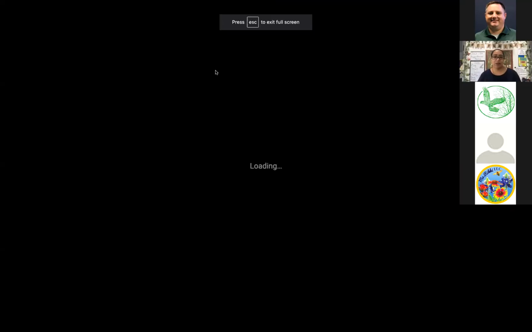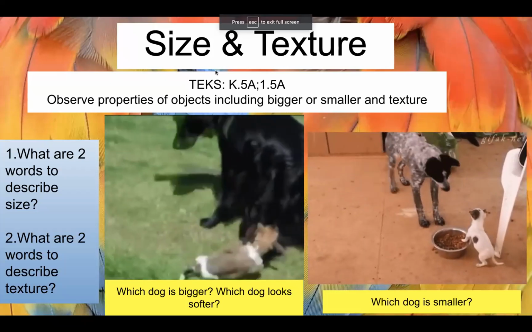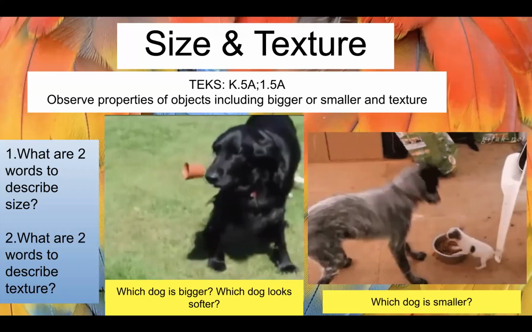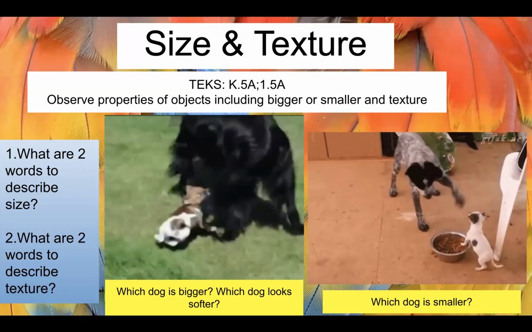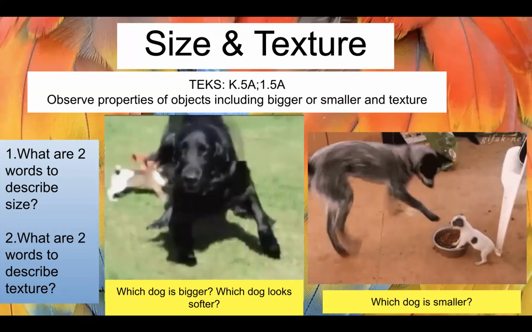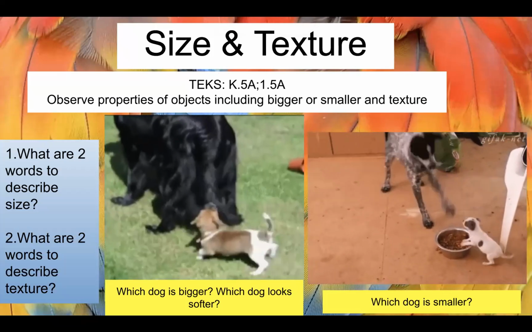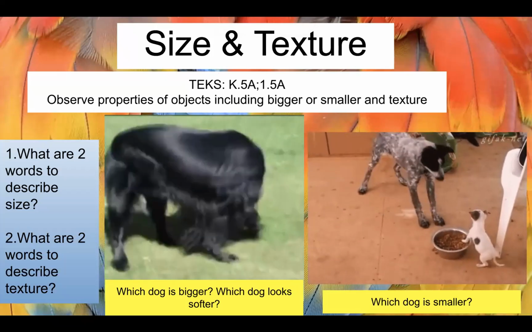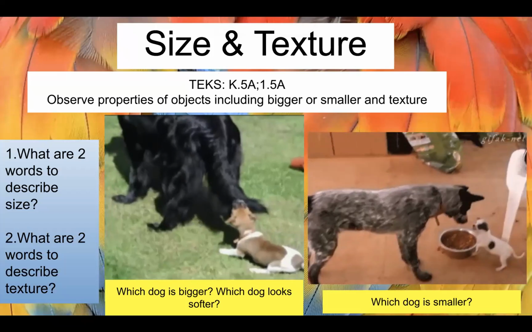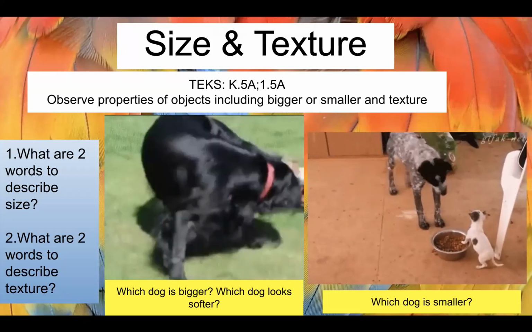So today we're going to be observing properties of objects, including bigger or smaller, and then we're also going to be learning about texture. So hopefully by the end of this presentation, you'll be able to answer these two questions. The first question is, what are two words to describe size? And the second question is, what are two words to describe texture? So keep those two questions in mind.